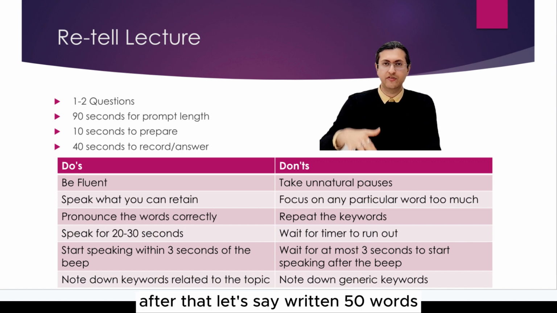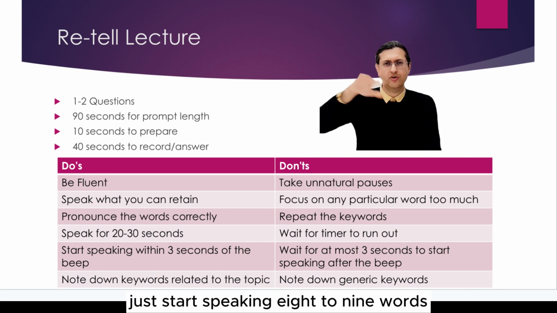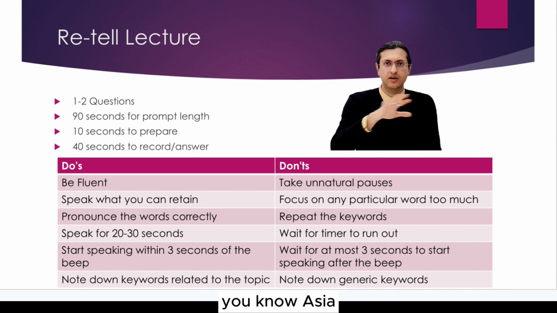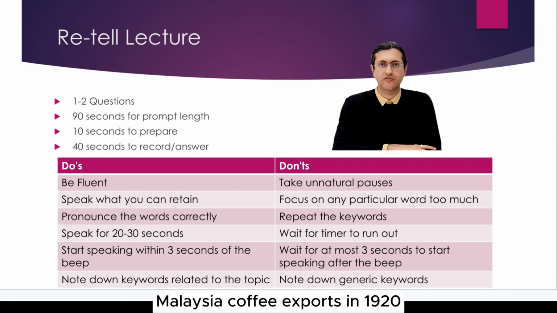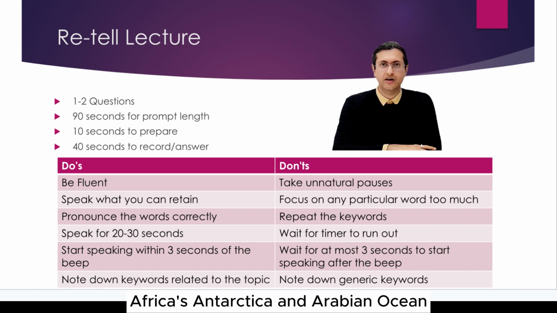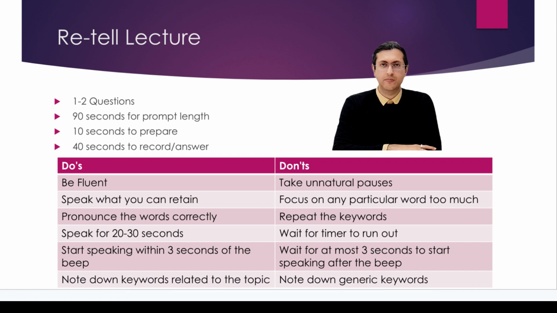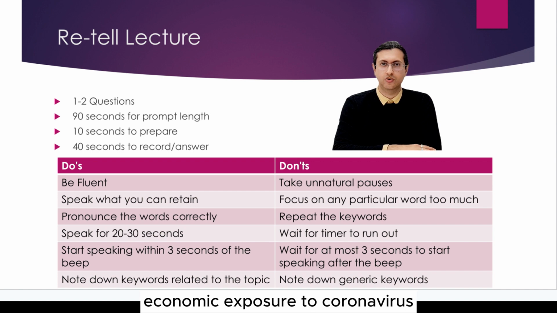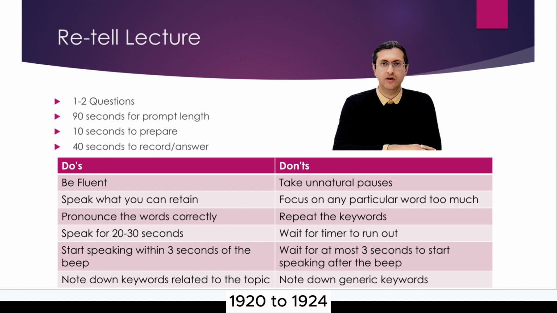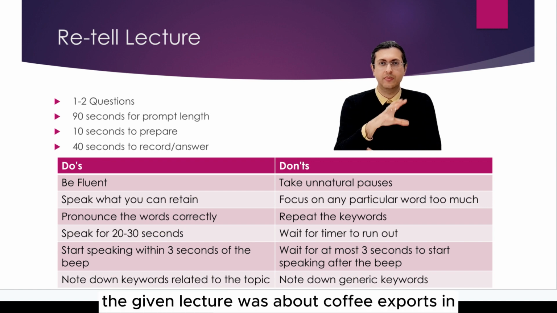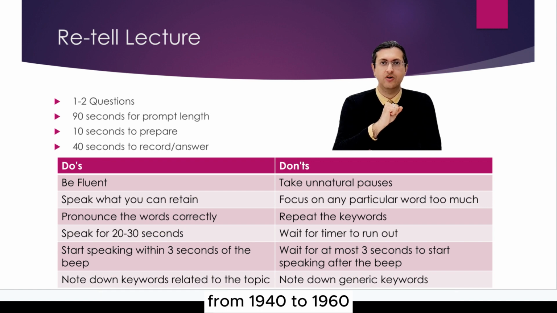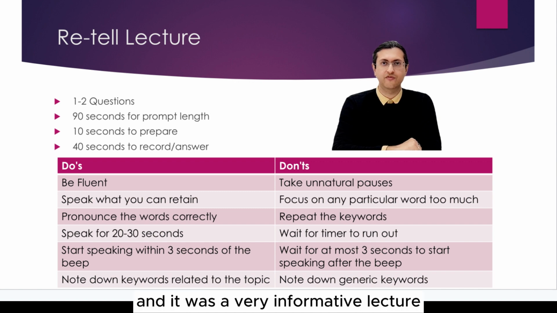After that, let's say you've written 50 words, just start speaking 8 to 9 words as if it's a sentence. Asia, China, Japan, Malaysia, coffee exports in 1920. Germany, Indonesia, Europe, Africa, Antarctica and Arabian Ocean. Pacific Ocean, Atlantic Ocean, 1930, 1940, maximum imports, maximum exports. Economic exposure to coronavirus, COVID-19, visa, 1920 to 1924. In conclusion, the given lecture was about coffee exports from 1940 to 1960 and it was a very informative lecture.